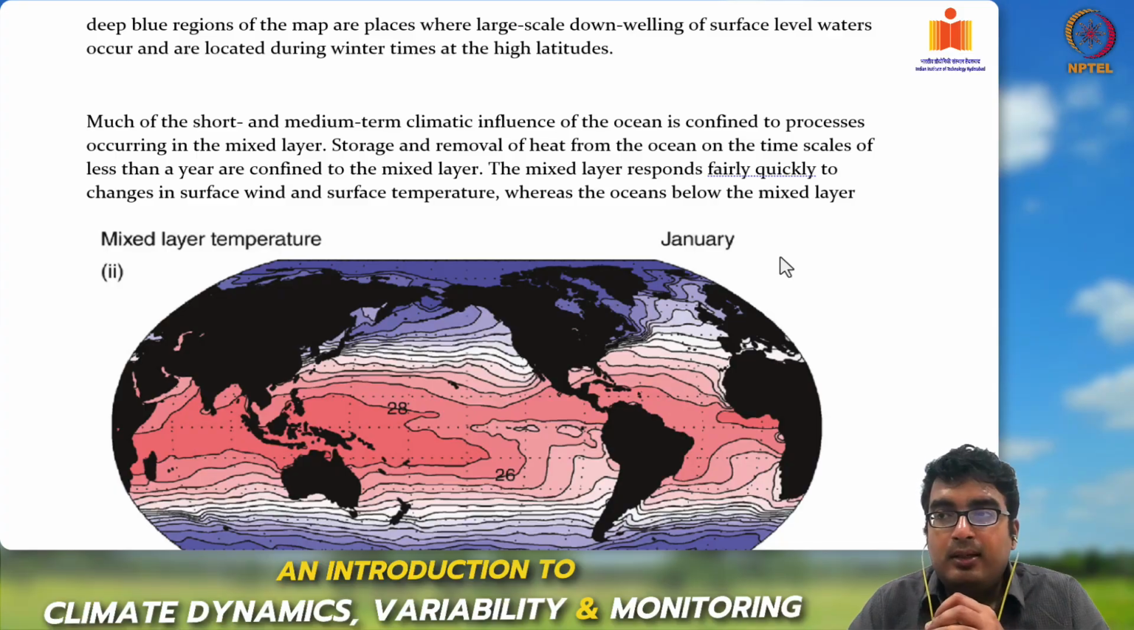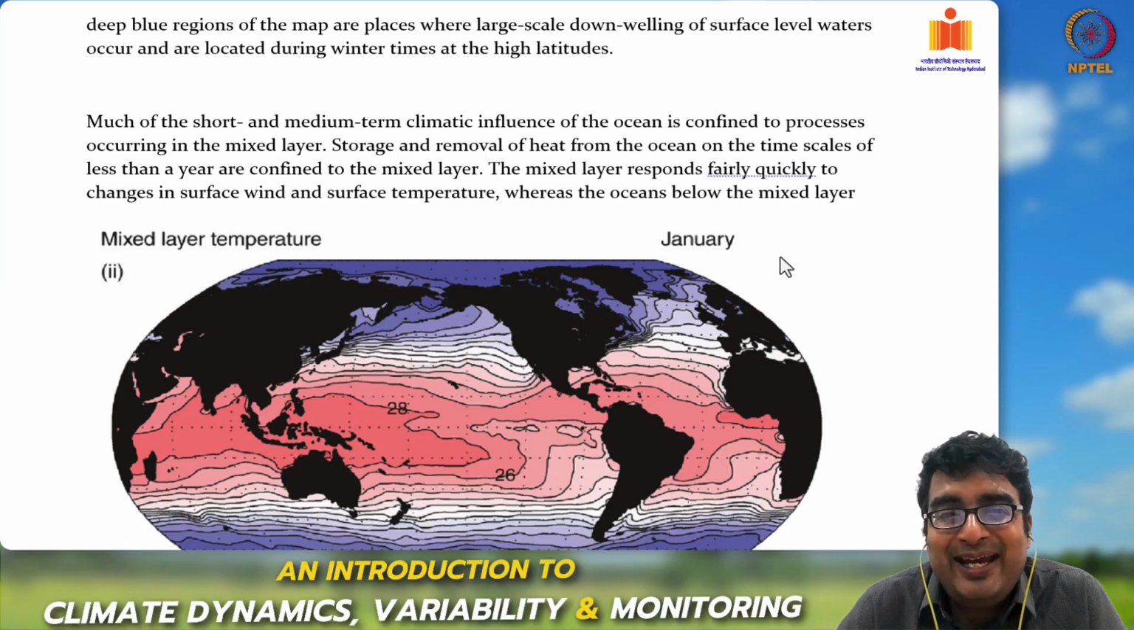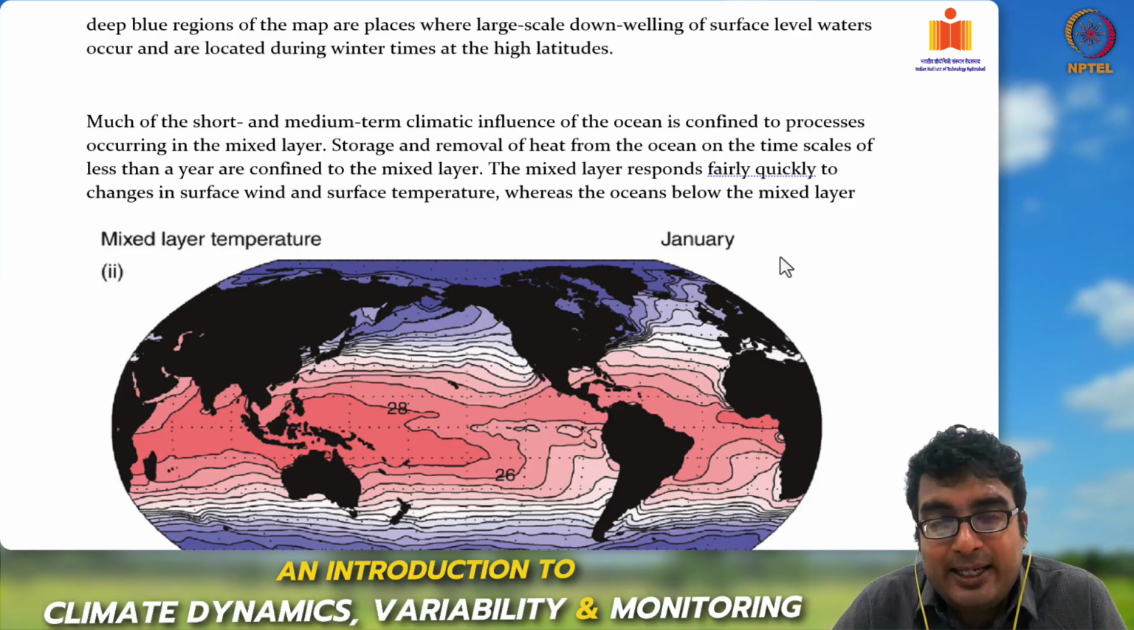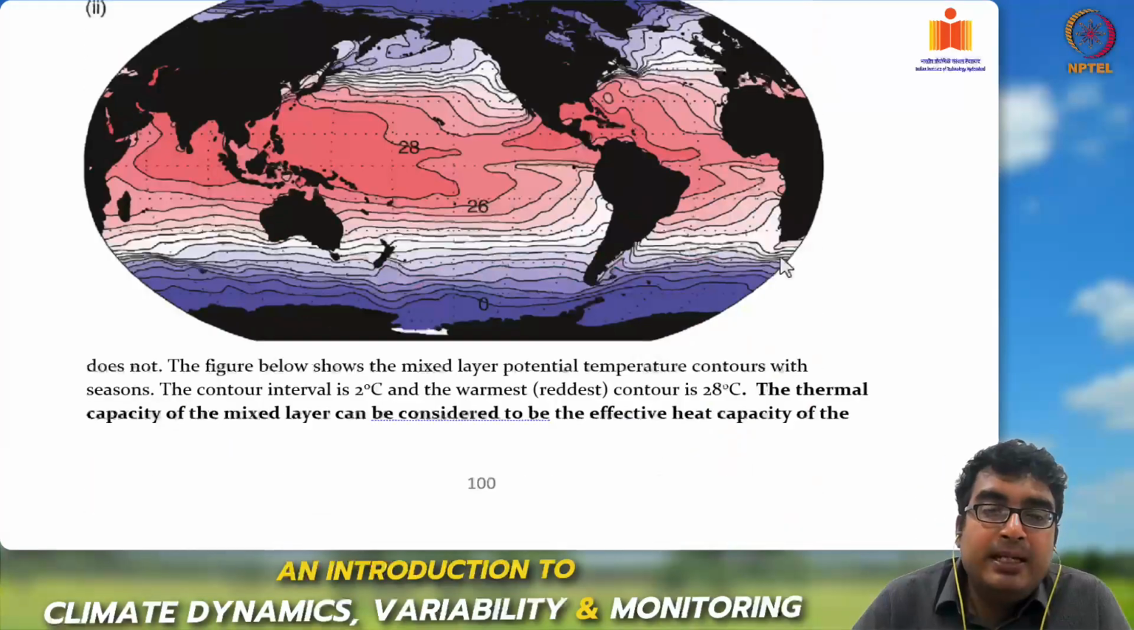When we discuss climate modeling and we are looking at time scales of a year or up to a decade, it's the mixed layer which is the most important part of the ocean. Much of the short and medium term climatic influence of the ocean is confined to processes occurring in the mixed layer. Storage and removal of heat from the ocean on the time scales of less than a year are confined entirely to the mixed layer only. The mixed layer responds fairly quickly to changes in the surface wind and surface temperature, whereas the ocean below the mixed layer does not.